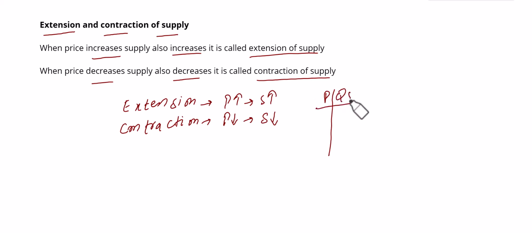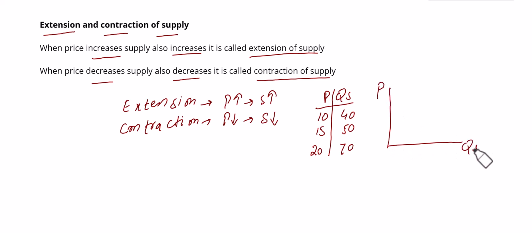So we have price and quantity supply in both of these columns. Price is 10, 15, and then price goes to 20, and then quantity supply 40, 50, and then it goes to 70. So price is increasing, supply is also increasing. So now we simply put these values on a graph here, price and quantity supply. The first price is 10, then 15, then it goes to 20, then 40, 50, and here is 70.